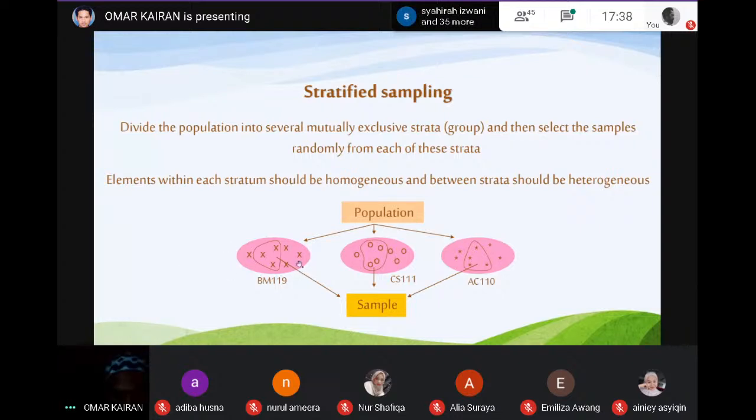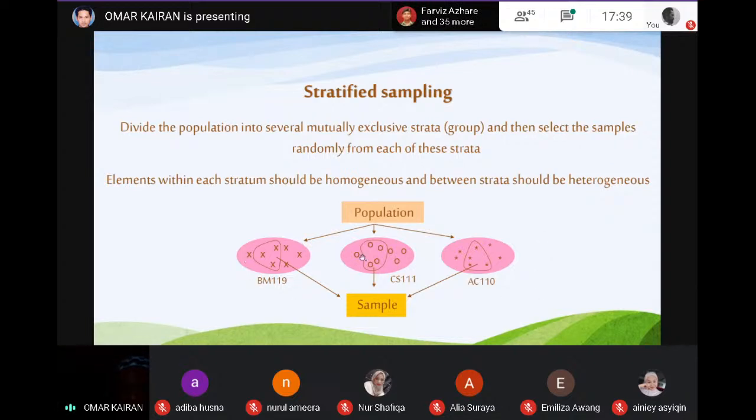They are varied. For example BM119, CS11, AC110. This is, say, within a campus. In our campus we have these 3 courses. And there are differences. The characteristics of these 3 groups are obviously different.